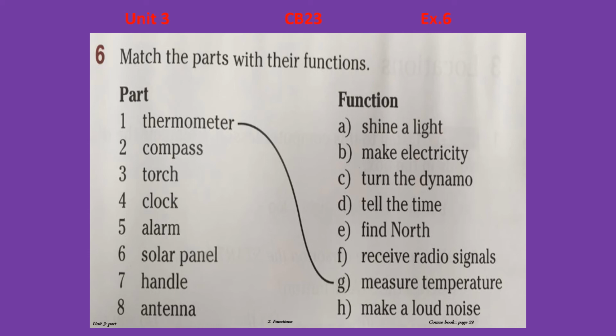Okay, and the functions on the right are shine a light, يشع ضوء, make electricity, turn the dynamo, tell the time, find north, يحدد اتجاه الشمال, receive radio signals, يستقبل إشارات الراديو, measure temperature, درجة الحرارة, make a loud noise. Number one is done as an example.